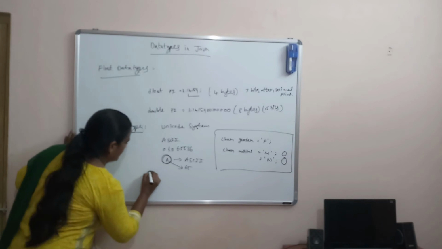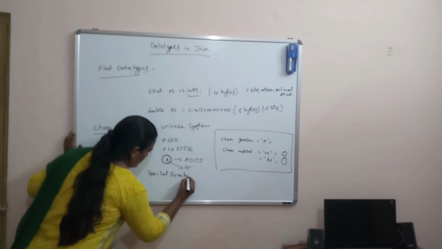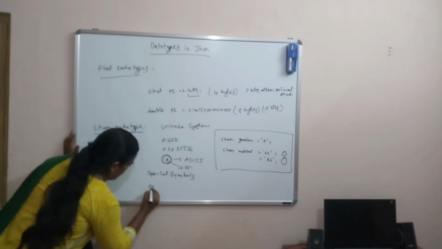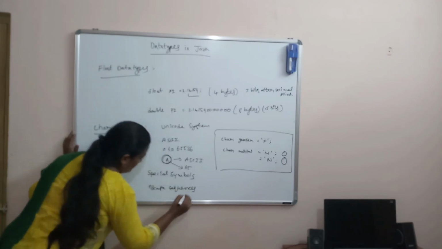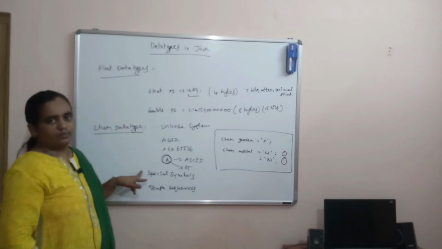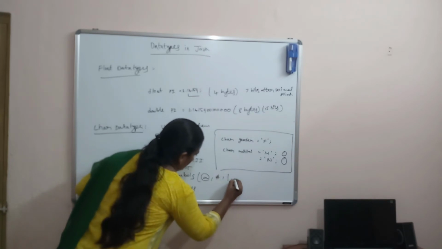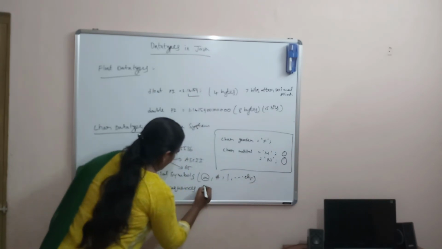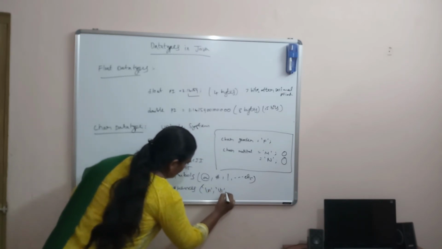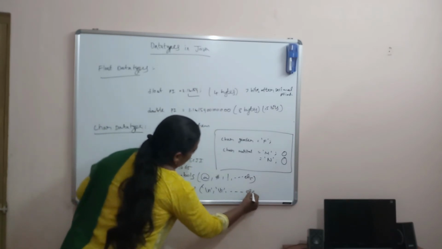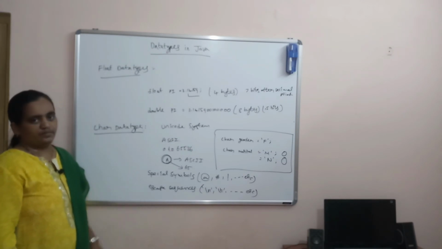It also accepts some special symbols and escape sequences also. Character data type supports special symbols. Special symbols include the @ symbol, hash, etc. Escape sequences means \n, \t, like this, etc. It can accept these special symbols and escape sequences.